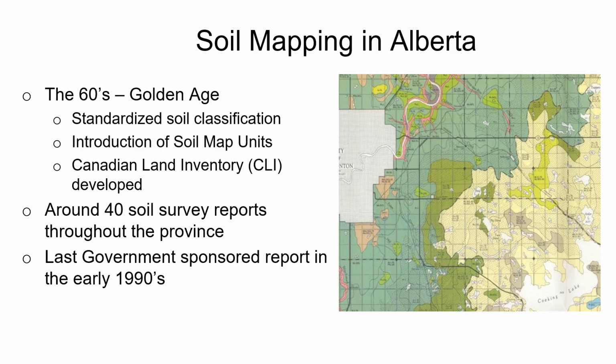Soil mapping in Alberta. So again, the 1960s was considered the golden age of soil mapping in Alberta. There was a standardized soil classification scheme, introduction of soil map units, and the Canadian Land Inventory was developed. There are around 40 soil survey reports throughout the province, and a soil survey report includes not only a map of polygons, but it also includes a booklet describing the parent material and the depositional environment and the fertility and the land capability of these sites. Most of these 40 soil survey reports throughout the province are done in the agricultural zone, or the white zone.